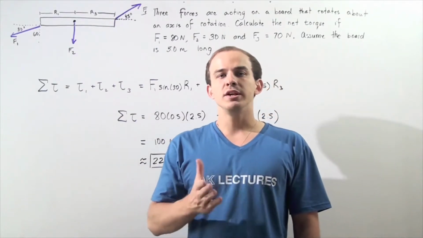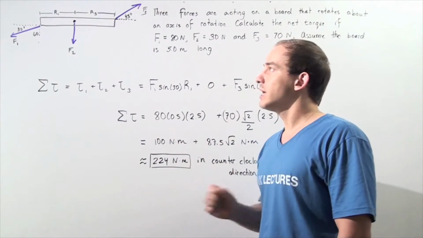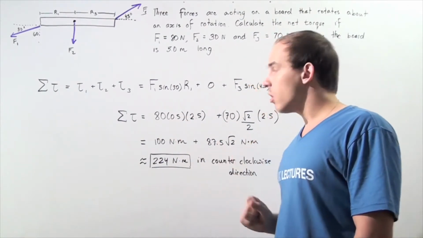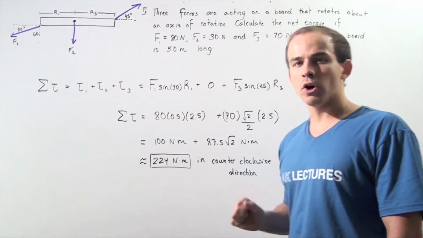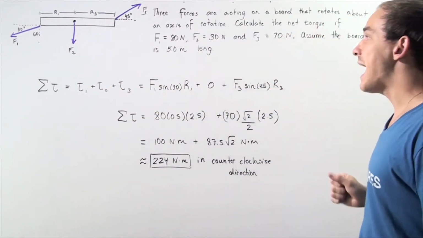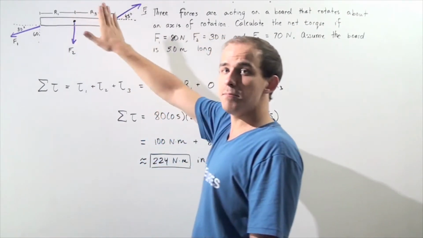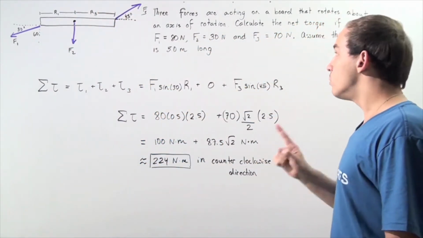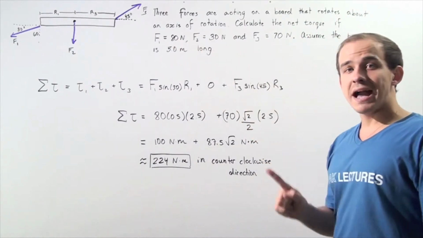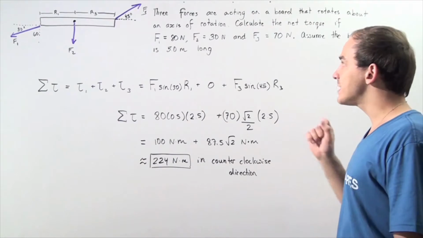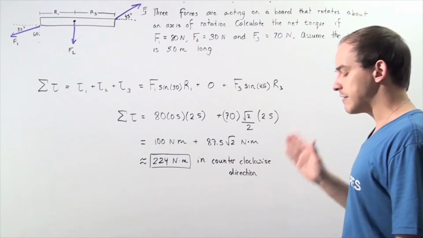In this example, we'd like to once again calculate the net torque acting on our object, the board. Now, let's suppose we have three forces as shown that are acting on our board that is rotating about an axis of rotation found at the center of mass right in the middle of our board. Now, we want to calculate the net torque knowing force 1 has a magnitude of 80 newtons, force 2 has a magnitude of 30 newtons, and force 3 has a magnitude of 70 newtons.